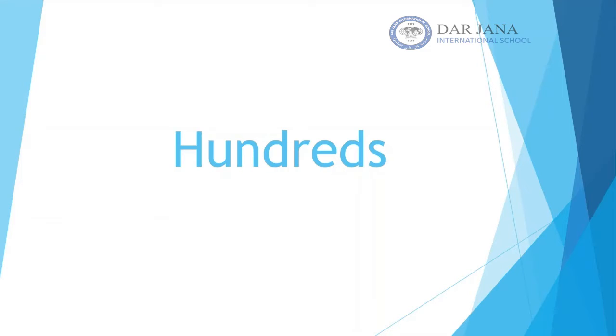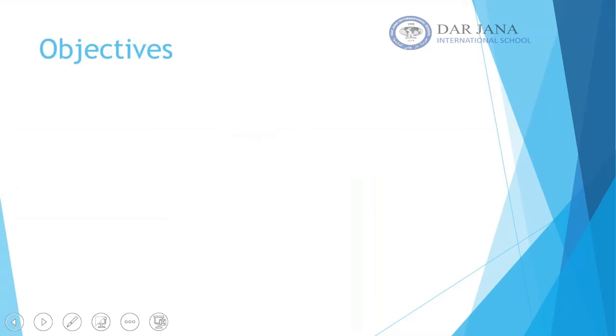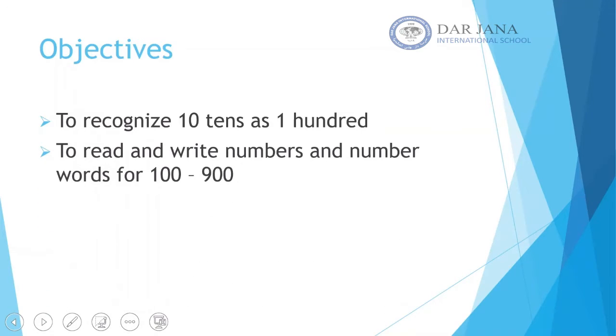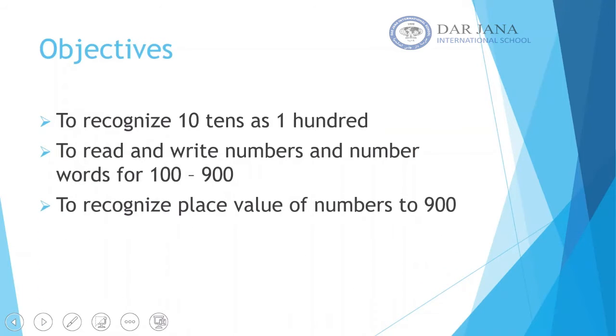Today our lesson is about hundreds. The objectives of this lesson are to recognize 10 tens as 100, to read and write numbers and number words for 100 to 900, and to recognize place value of numbers to 900.